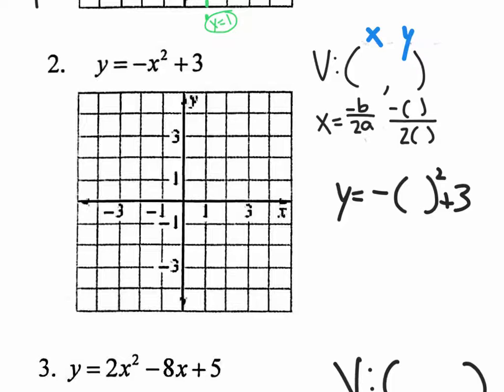So let's plug in the b and the a. Now what is the b right here? If it were in standard form, the a value is negative 1, the b value is what? Don't say 3. It's 0, right? There is no b value. The c value is 3, but there is no b value. So the b value is actually 0.